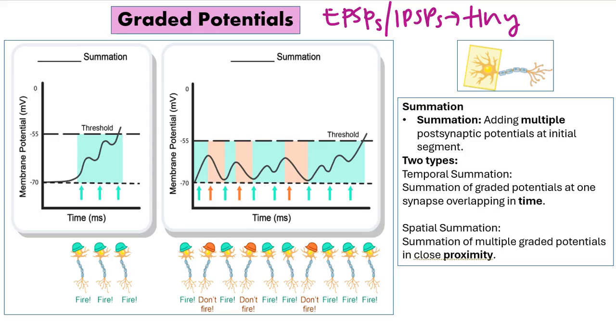Now, the only way that we can get to that threshold is through what's called summation. That's adding multiple postsynaptic potentials at the initial segment. Now, how do we do that? There are two different ways: temporal summation and spatial summation. Temporal summation is all about one neuron talking to our neuron, or another neuron, and they end up overlapping in time. So, for example, you have one neuron that's going to fire. Okay?